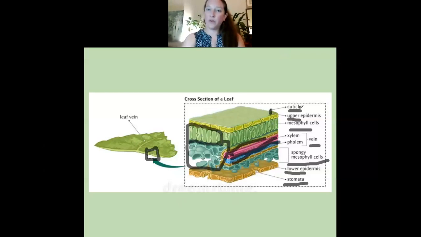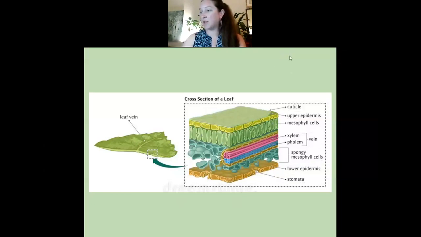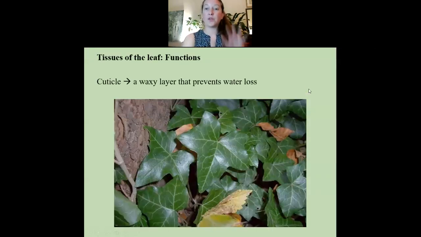Okay, so that's an overview of the internal anatomy of the leaf. But now let's look at each of these parts one by one so we can understand what their functions are. So the cuticle, which is on the top of the epidermis, is waxy. What the cuticle does is it helps prevent water loss by giving the leaf a kind of waxy coating, and helps water stay inside of the leaf and only escape through the stomata.